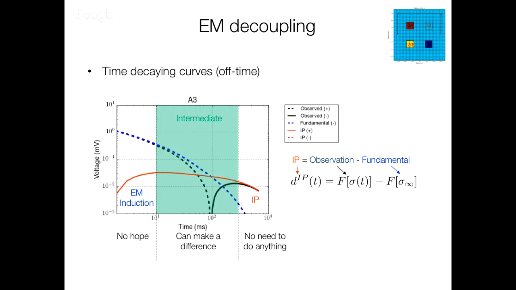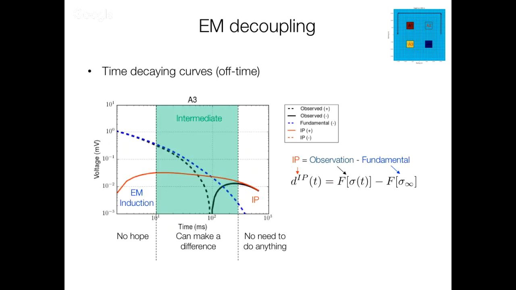So what does that mean from the point of anybody who's working with a time domain EM signal? If you're going to try to recover information about IP, there's an early part here in EM induction, like, forget it. There's just simply no way you can do it. There's a late part out here that there's simply no need to do anything. The EM induction is gone, but there's this intermediate part where maybe we could actually make a difference by taking the observations and then subtracting out what we consider to be the fundamental response. Okay, so that's the procedure.